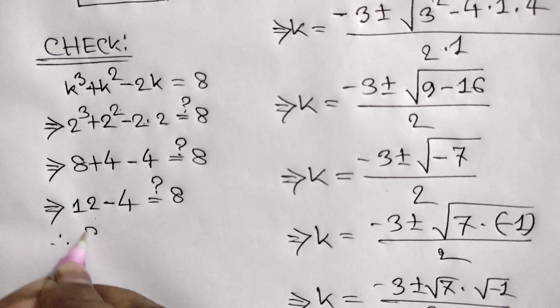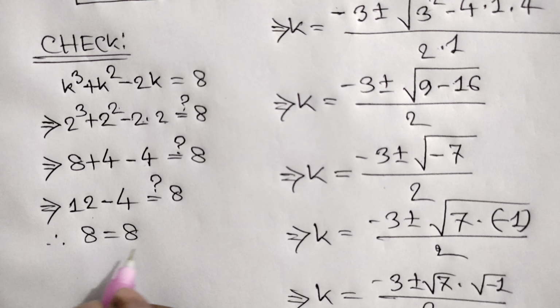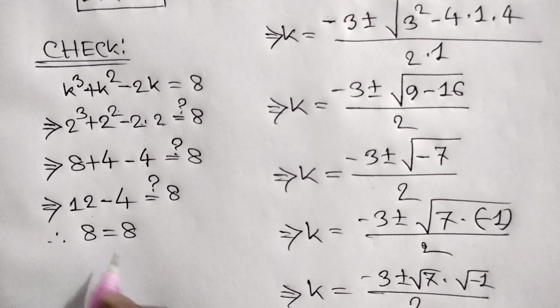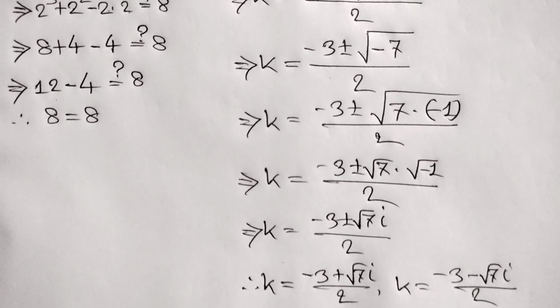So 12 minus 4 is 8, 8 is equal to 8, so we can write here left hand side is equal to right hand side. So these are the 3 values of k.